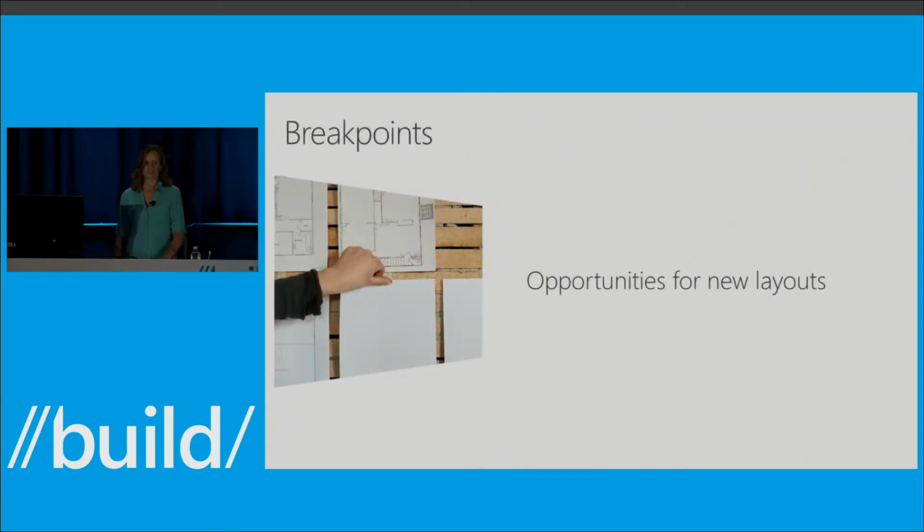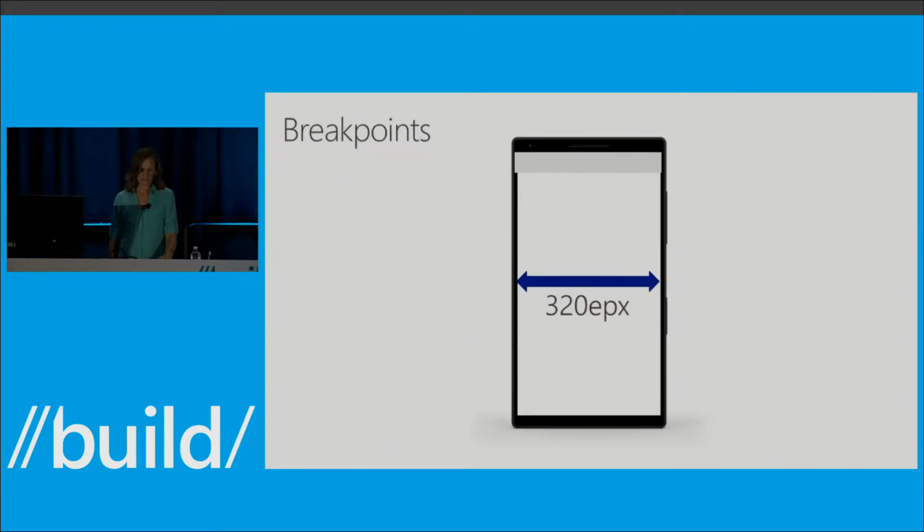So while effective pixels allow you to scale your app visually from screen to screen, something else that you can use effective pixels for are breakpoints. Breakpoints are screen widths in effective pixels where there's opportunities for new layouts. For instance, 320 effective pixels is the smallest screen that Windows Phone will ship on. We built the common controls for this size and up, and generally when your app is running at 320 effective pixels, either a phone or a small window on the desktop, it supports one pane of content, like a message list from email.